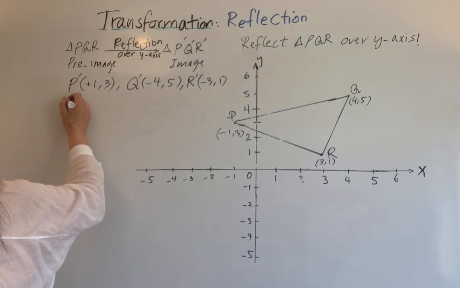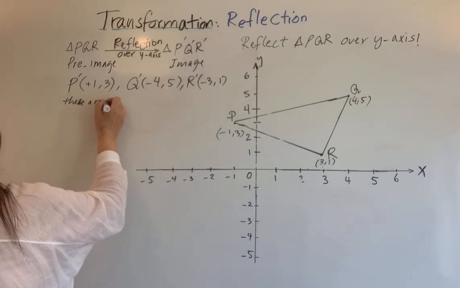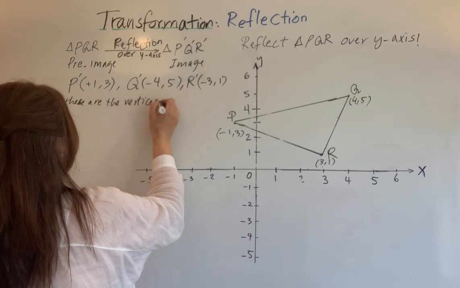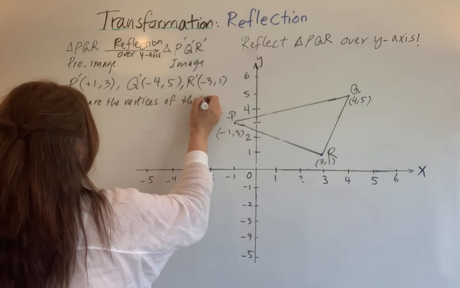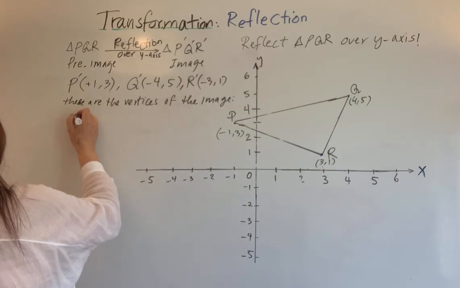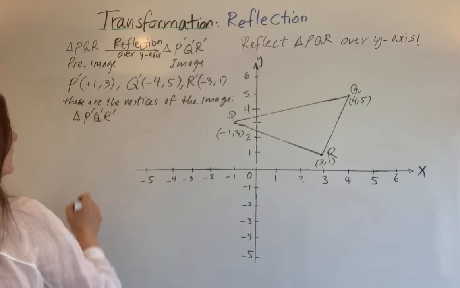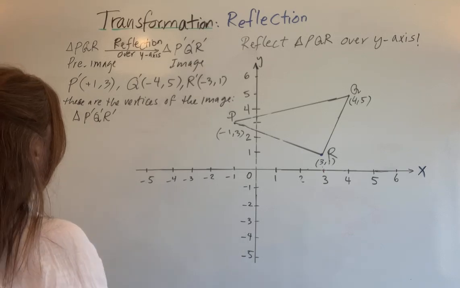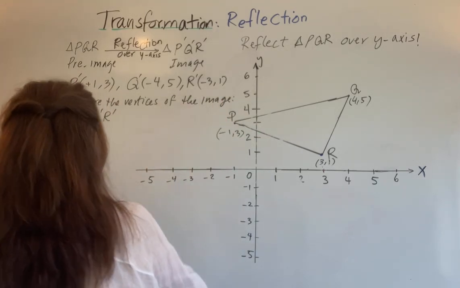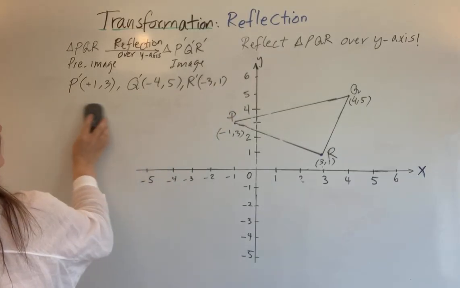These are the vertices of the image. What is the image? The image is triangle P prime, Q prime, R prime. Okay. Actually, we need to have this one on the other side.